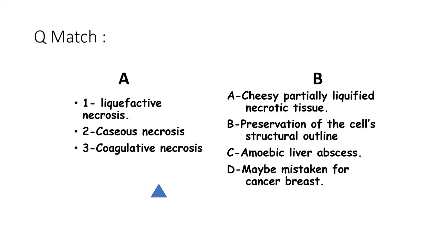Match question: liquefactive necrosis, caseous necrosis, coagulative necrosis. In B, cheesy, partially liquefied necrotic tissue goes with what? Cheesy and partially liquefied, so this is caseous necrosis. Preservation of the cell's structural outlines, this is present only where? In coagulative necrosis, as we have said and seen before, the renal tubules show ghosts of renal tubules. Amoebic liver abscess is an example of liquefactive necrosis. May be mistaken for cancer of the breast: nothing of this, we haven't taken this yet.